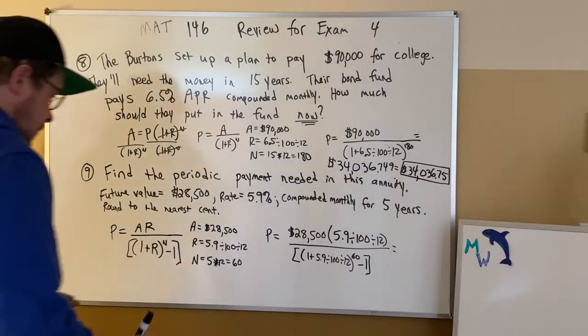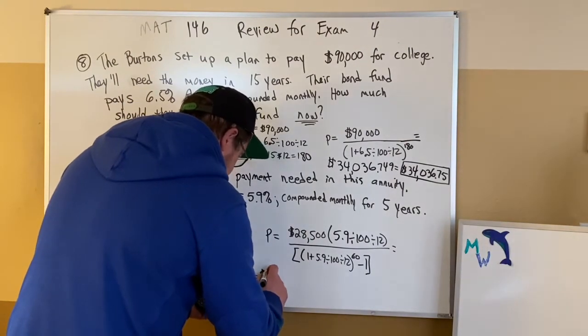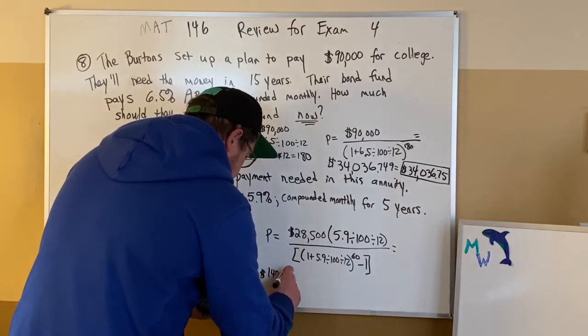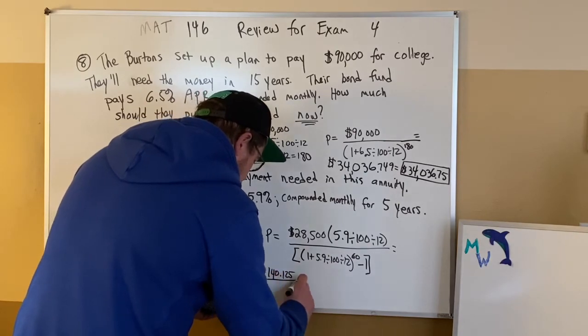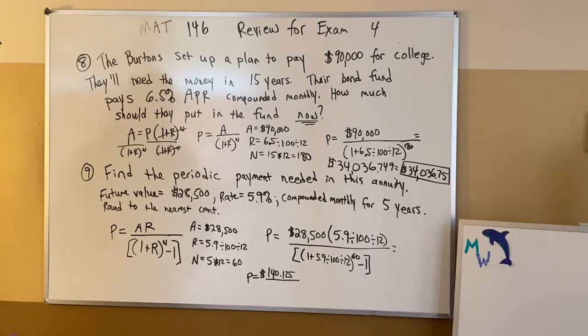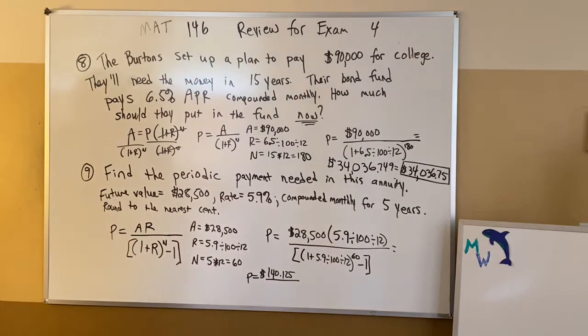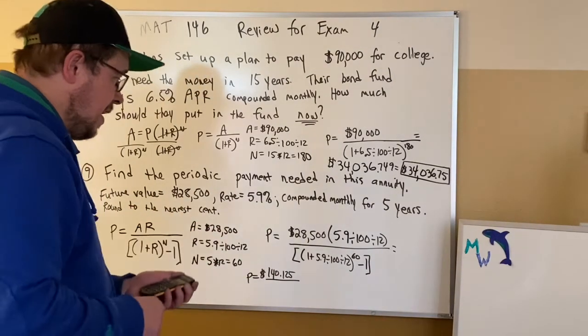Not too bad. It's got the dollar sign on it. Presently, 140.125 over. Now we have to find out what those are going to make in the denominator.